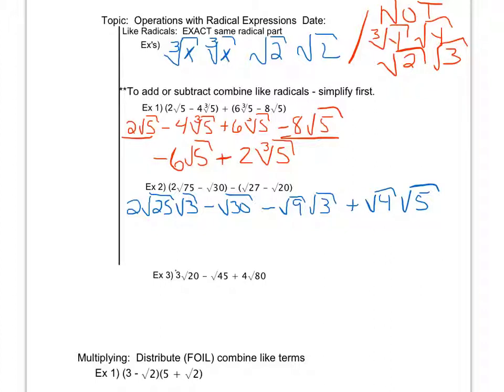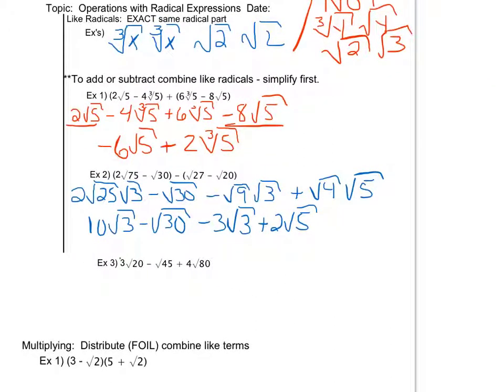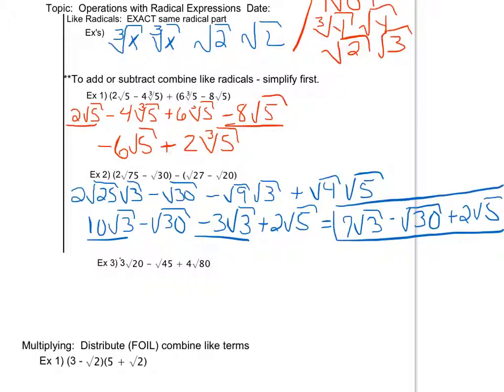So this is going to give me 2 times the square root of 25, or 2 times 5 is 10, square root of 3, minus square root of 30, minus 3 square root of 3, plus 2 square root of 5. From here, I notice that I have a couple like terms, 10 square root of 3 and minus 3 square root of 3, giving me 7 square root of 3, minus square root of 30, plus 2 square root of 5 for my final answer, because I have no other like radicals.